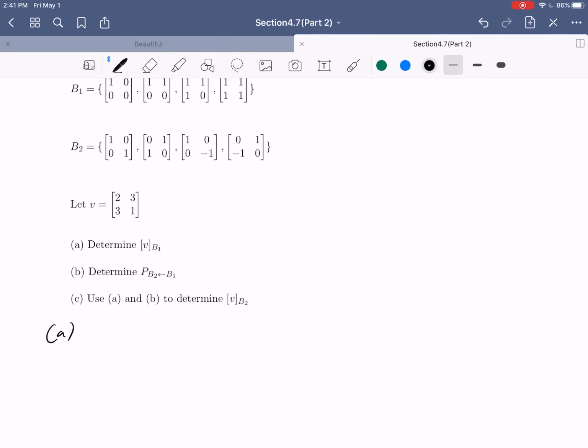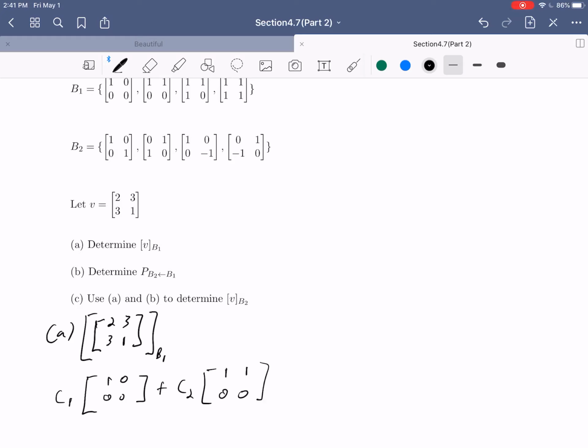So for A, we need to figure out what 2, 3, 3, 1 in terms of B1 is going to look like. So we're going to need to set up the equation C1 times the first thing in B1, which is 1, 0, 0, 0, plus C2 times 1, 1, 0, 0, plus C3 times 1, 1, 1, 0, plus C4 times 1, 1, 1, 1, and that is going to need to equal this right here. So that'll be 2, 3, 3, 1.